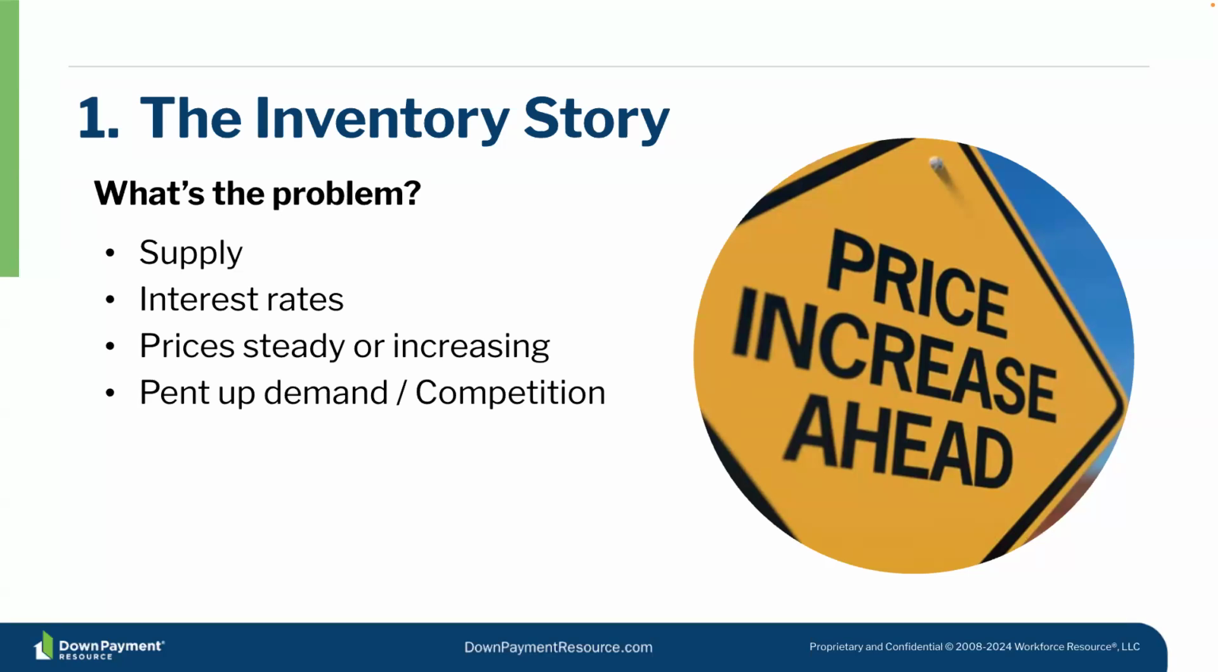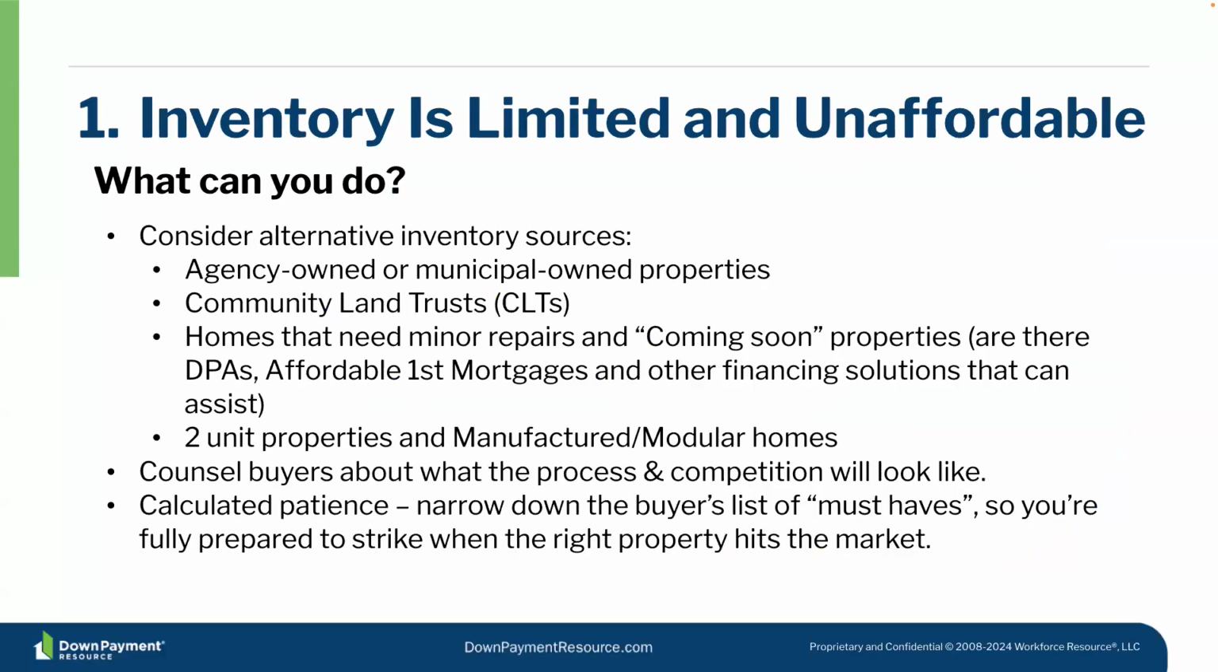So what can be done? So we can consider alternatives to the open market. Agency-owned or municipal-owned properties and land trusts combined with DPA can be affordable options for first-time buyers. Many local housing agencies or municipalities around the country purchase and repair blighted homes only to bring them back to market at or below cost, or even develop new properties meant to be affordable. There are homes that need minor repairs, which may give buyers the opportunity to compete and to afford a home that they can make their own.